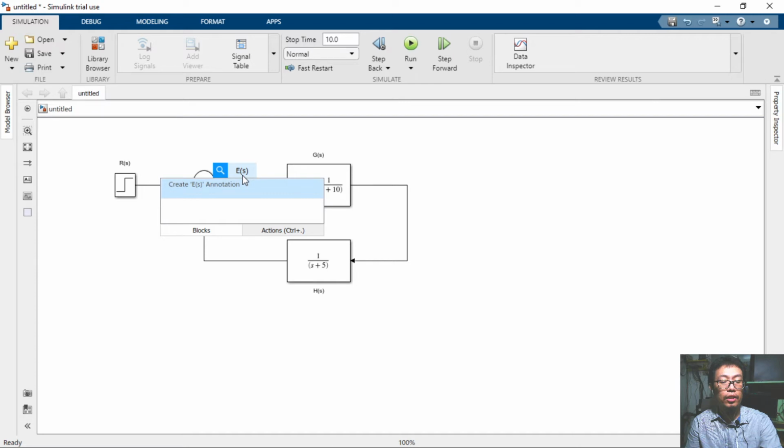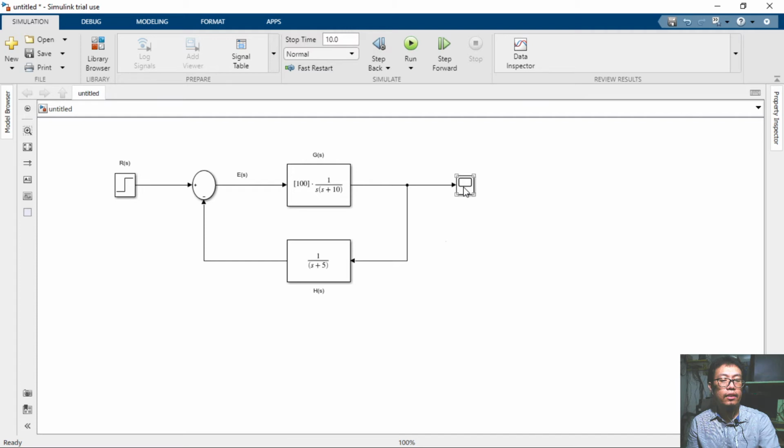Okay. So, yung output naman natin can be measured using a scope. Okay. So, type natin scope. Okay, which is found on the sinks library. Okay, so connect natin siya dito. Okay, and then later on, kapag tapos simulation natin, we can simply click on this one. Okay, and then makikita natin yung graph. Ito yung nakita nyo earlier sa naunang video. Okay, so ayan.